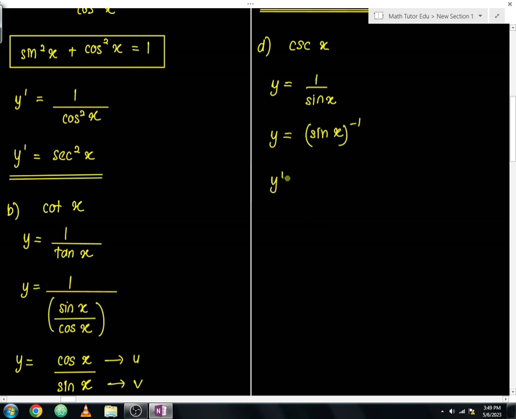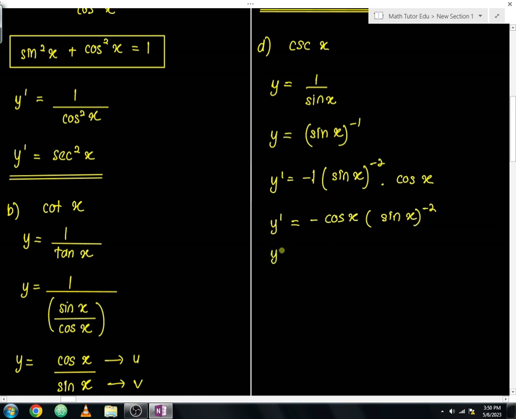So from here y prime is equal to negative 1, in a bracket sine x to the power of negative 2. Then differentiate the trigonometric function inside the bracket. So from here you get cos x. So negative 1 times cos x gives you negative cos x. So y prime will be negative cos x times sine x to the power of negative 2.